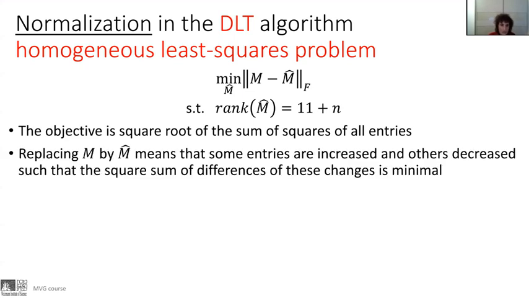Now, recall that if M hat is going to replace M, this means that the entries of M will be changed. And how are they going to be changed? They are going to be changed such that this Frobenius norm will be as minimal as possible, such that the rank of M star will be 11 plus n.